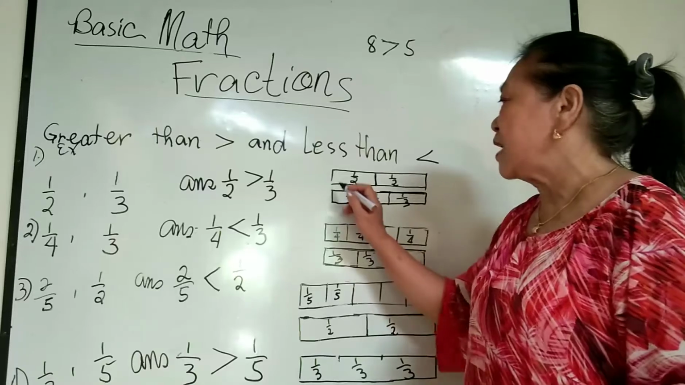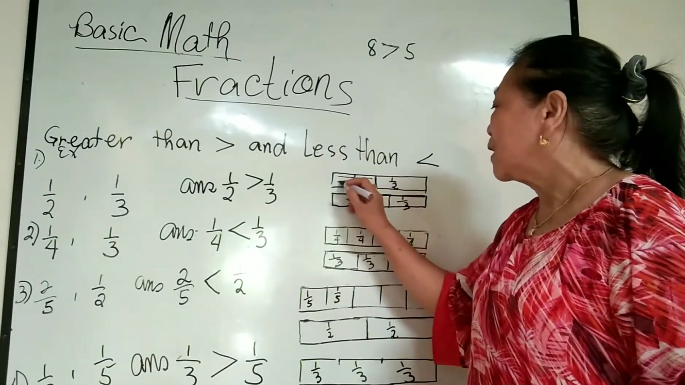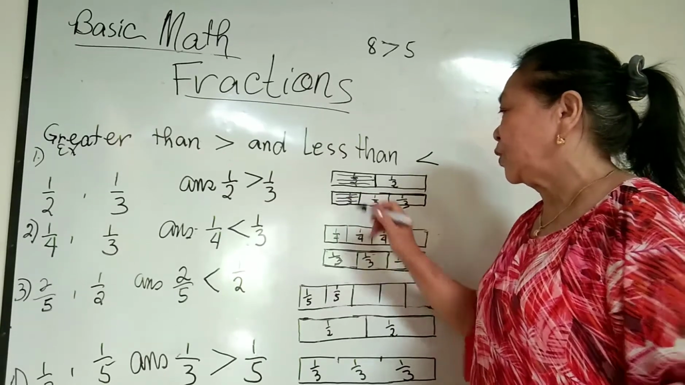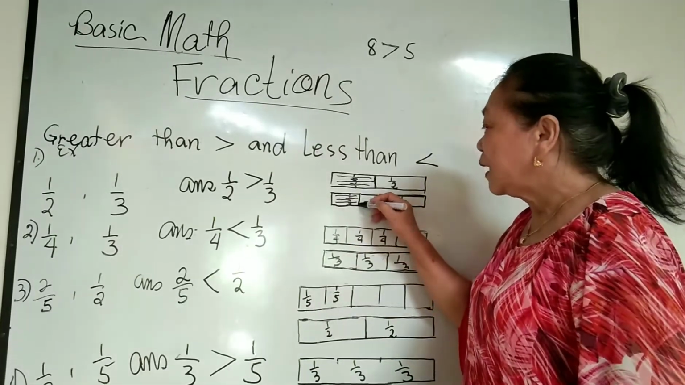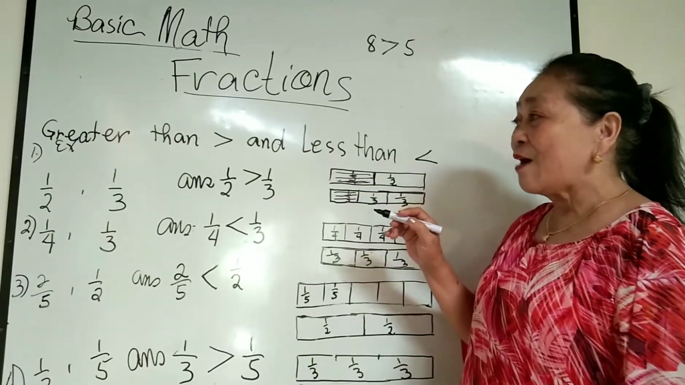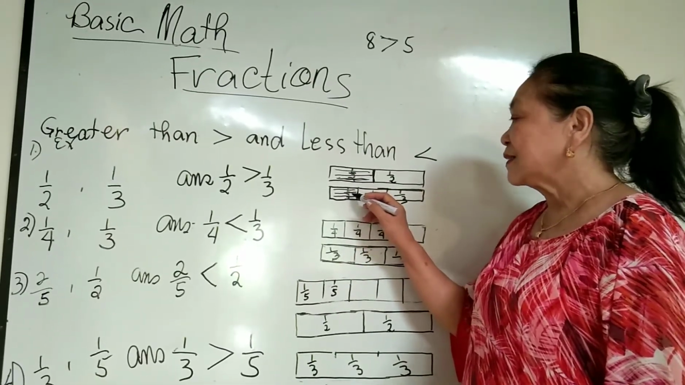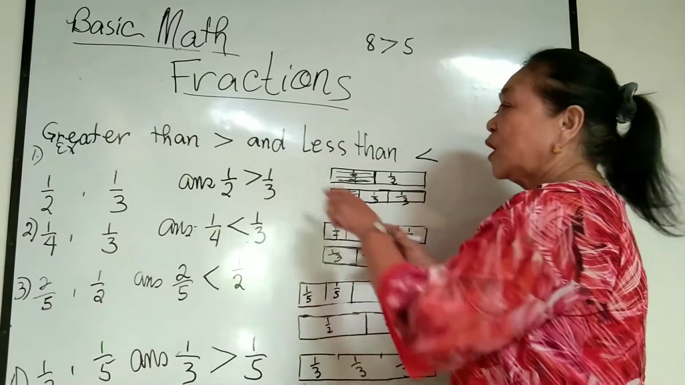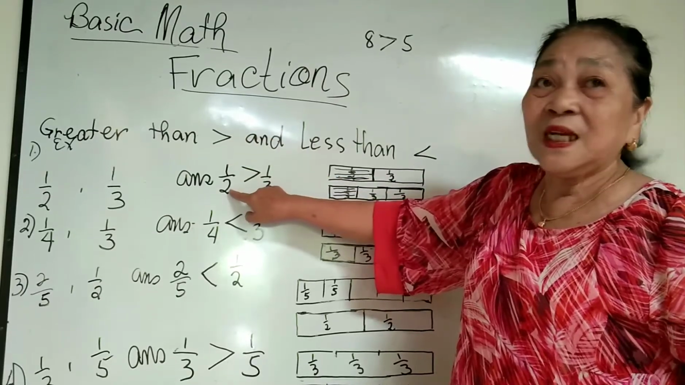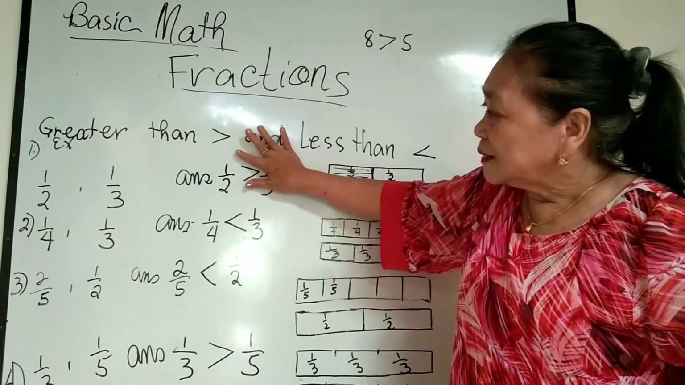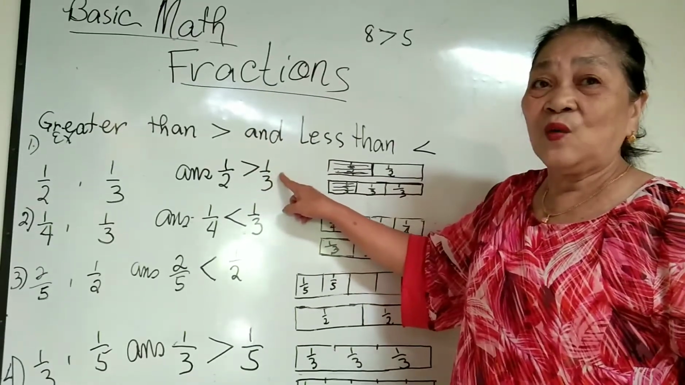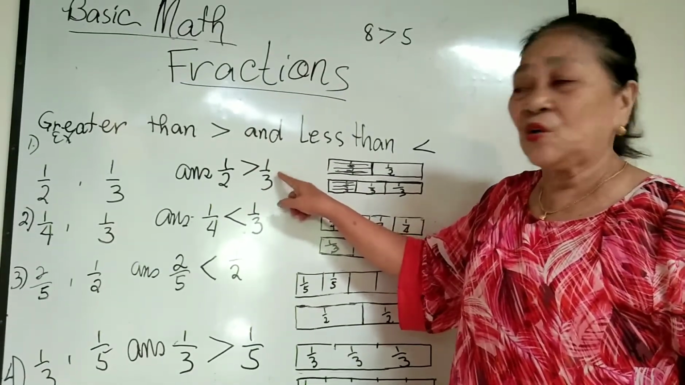I am going to shade. This is your 1/2 and this is your 1/3. Which is greater? Up to here only, and up to here. The greater number is 1/2 and the lesser is 1/3. So the opening is like that, meaning it is facing the greater number, with its back turned to 1/3. This is smaller.